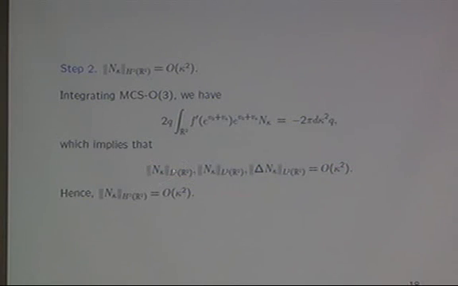And using this one, we can show that the L2 norm of n kappa and the L2 norm of the Laplacian of n kappa are uniformly bounded by kappa square times a constant. So by Calderon's inequality, we obtain this estimate.